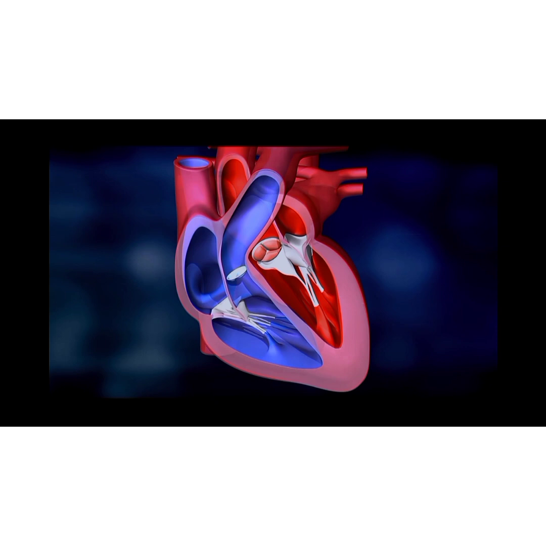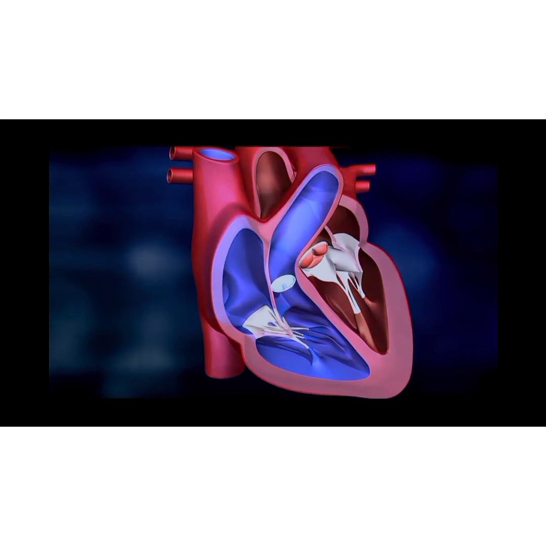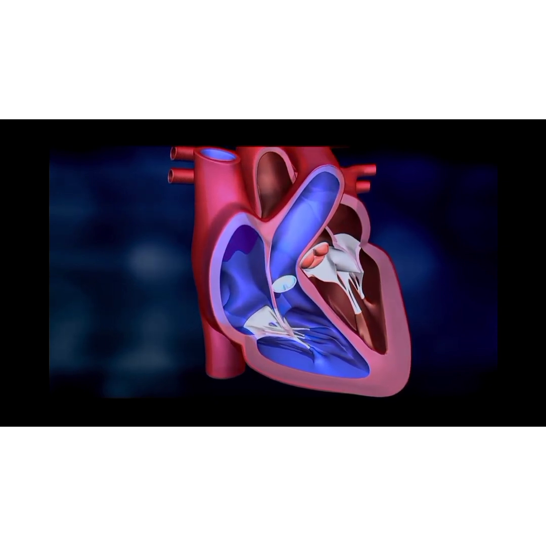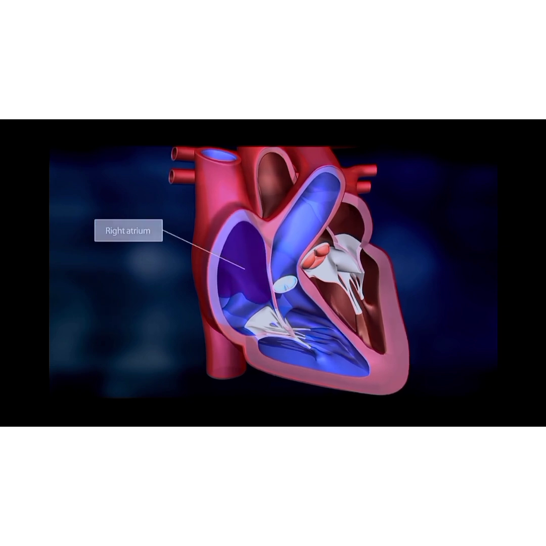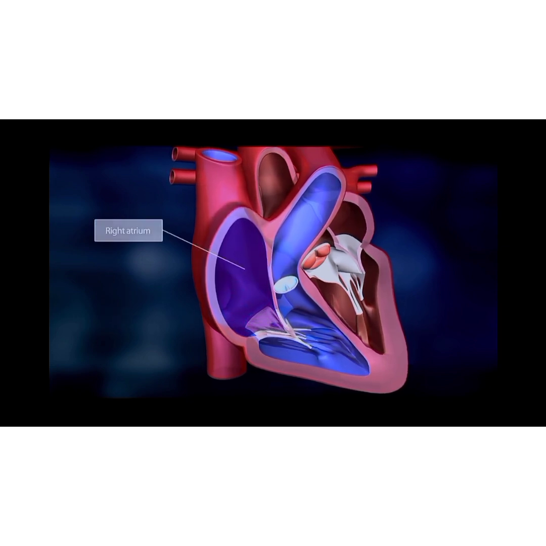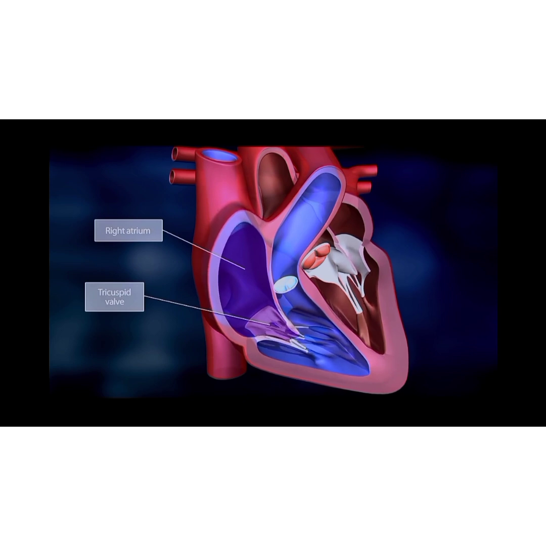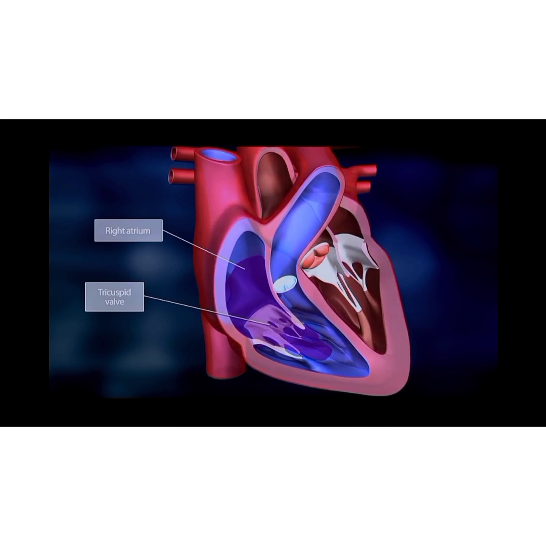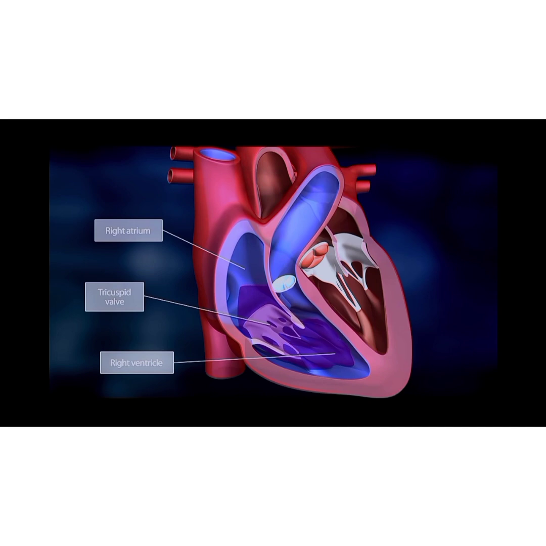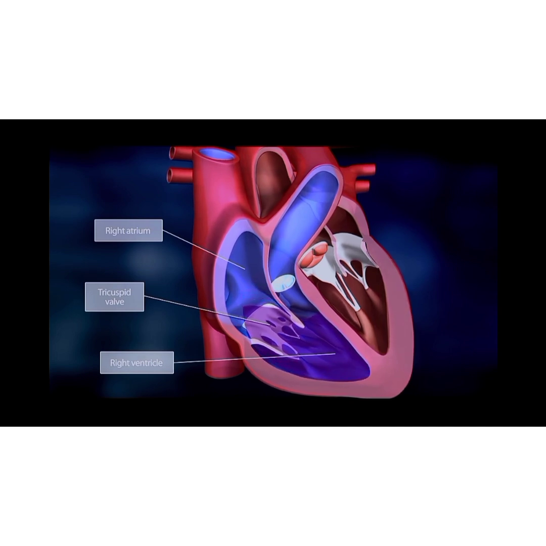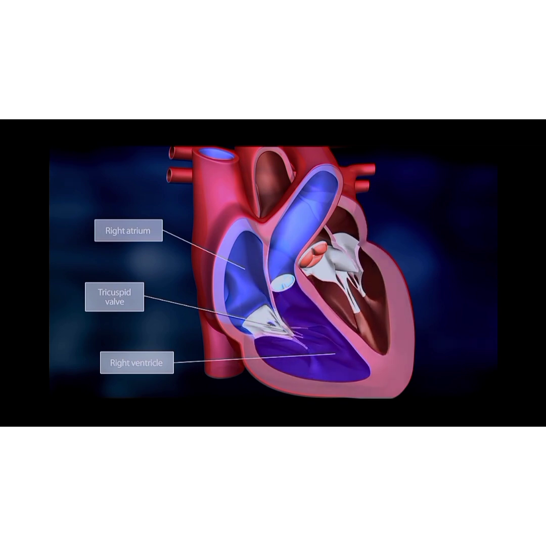And the pumping cycle begins. Superior vena cava and inferior vena cava bring the deoxygenated blood to the right atrium. When the right atrium contracts, the tricuspid valve opens and the deoxygenated blood flows into the right ventricle. When the right ventricle fills with the blood, the tricuspid valve closes to prevent the backflow into the right atrium.